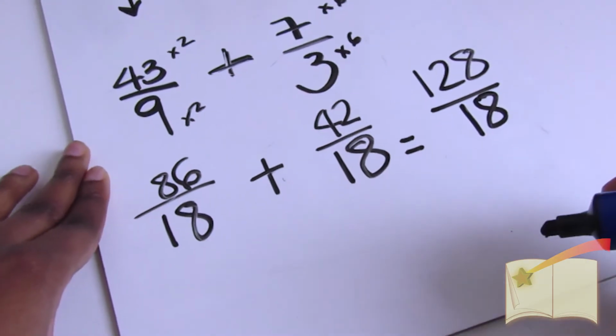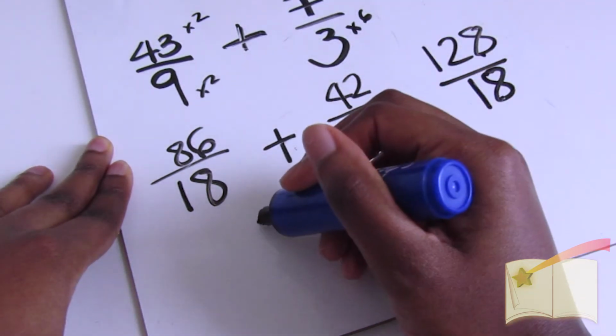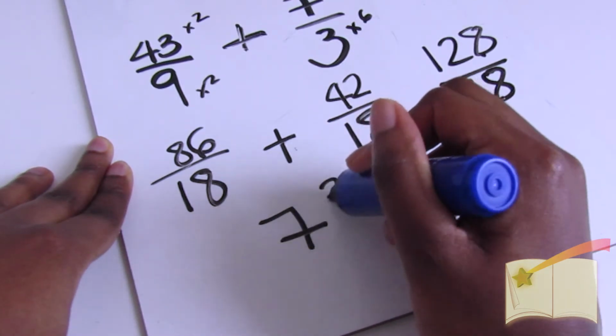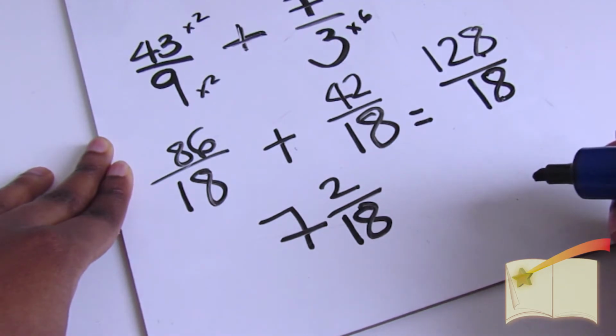You can change this back into a mixed number. To do this, you need to check how many times 18 goes into 128. 18 goes into 128 7 times with 2 remaining. So your mixed number will be 7 with the fraction of 2 over 18.